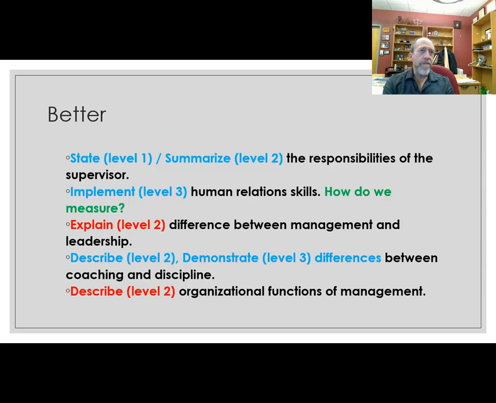The next one, explain the difference between management and leadership. Or the next one, describe differences between coaching and discipline. Or even demonstrate. Okay, here's where I get to use that word demonstrate correctly between coaching and discipline. Demonstrate can be measured. I can put you in a scenario and you can show, okay, apply coaching, apply discipline. Put those two things together. Describe organizational functions and management. So those are better ways of saying the same thing.